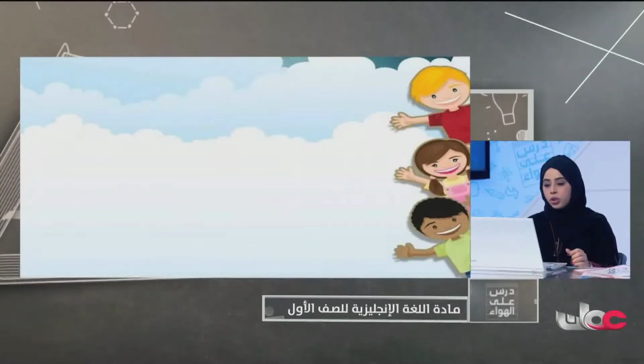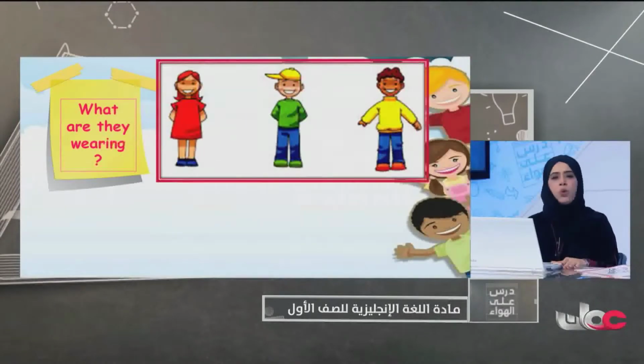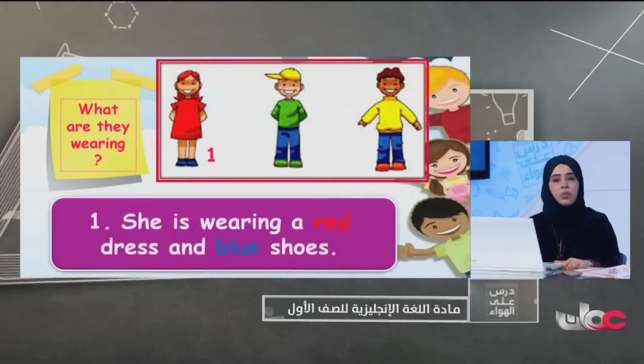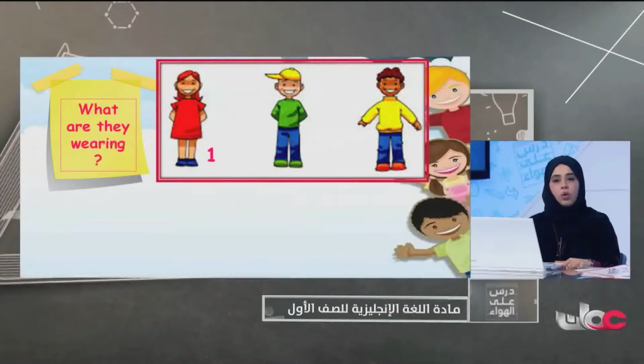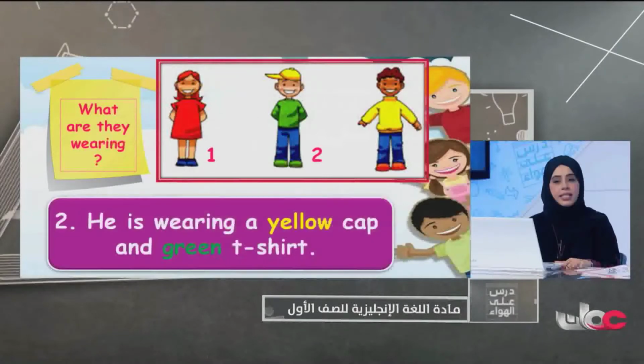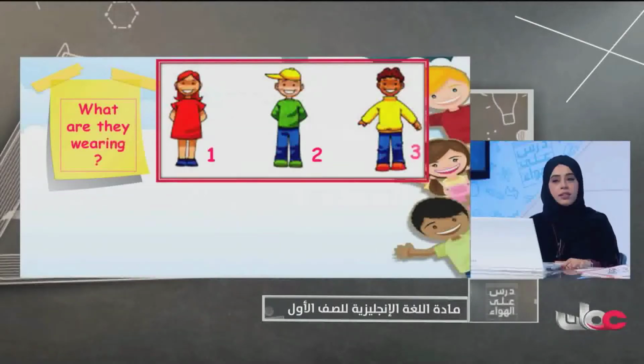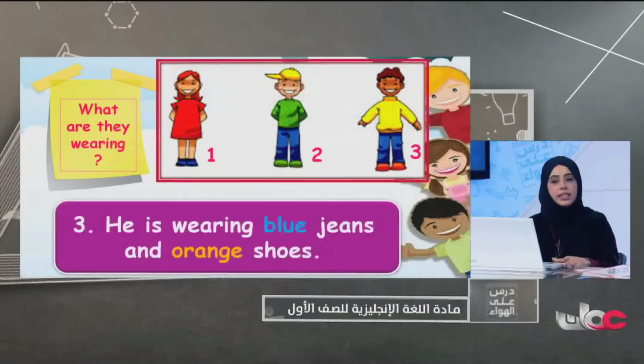Now we are going to do a very quick activity about what your friends are wearing. Look at them. The first girl, what is she wearing? She is wearing a red dress and blue shoes. Let's look at the second boy. What is he wearing? He is wearing a yellow cap and a green t-shirt. And let's look at the third boy. He is wearing blue jeans and orange shoes. Very good. Well done.